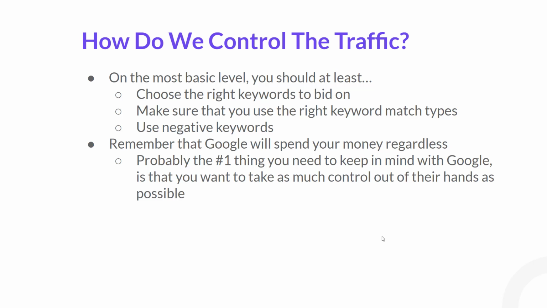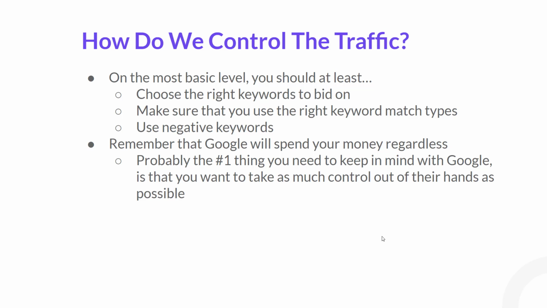There's a few things that you can focus on when it comes to trying to get higher quality traffic. On the most basic level, you should at least be choosing the right keywords to bid on, like we just talked about with high intent keywords. Number 2, you want to make sure that you're using the right keyword match types. Number 3, you want to make sure that you are using negative keywords.